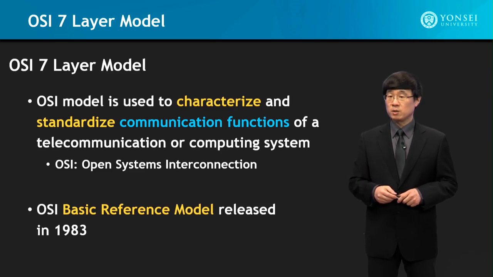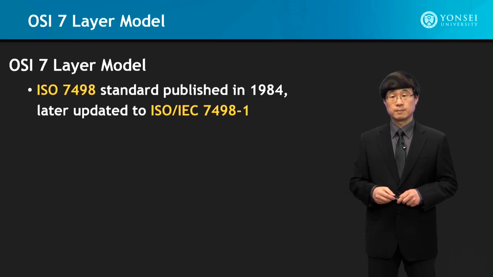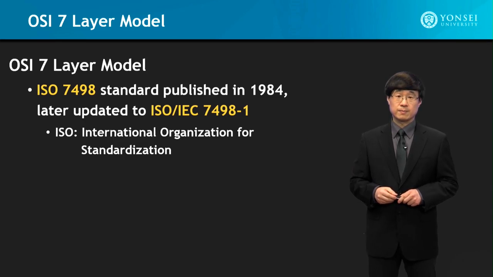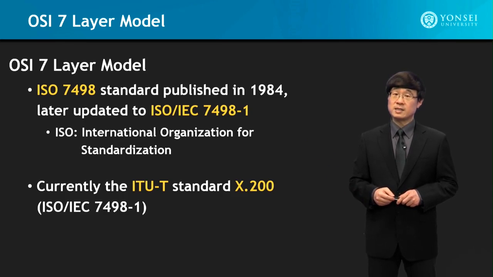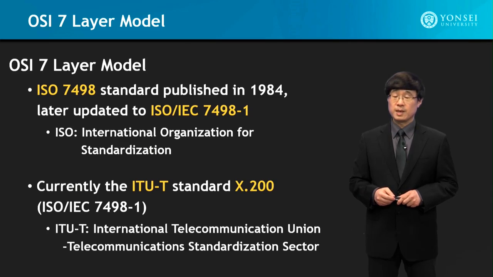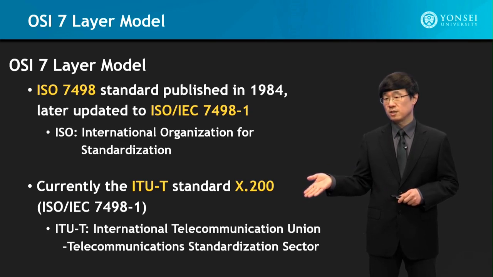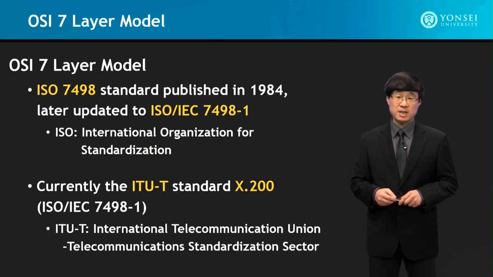The original model was released in 1983 under the name of the Basic Reference Model. Then it was standardized in 1984 as the ISO 7498 standards. Currently, it is under the ITU-T standards, which is numbered under X.200. Here, the ITU-T stands for the International Telecommunication Union, Telecommunications Standardization Sector.